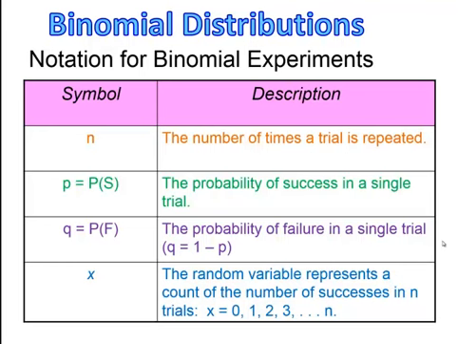And then lastly, the random variable will be represented with a lowercase x. It will always start at 0, and it will go up to the number of trials that we have repeated. So it will go up to the number n.